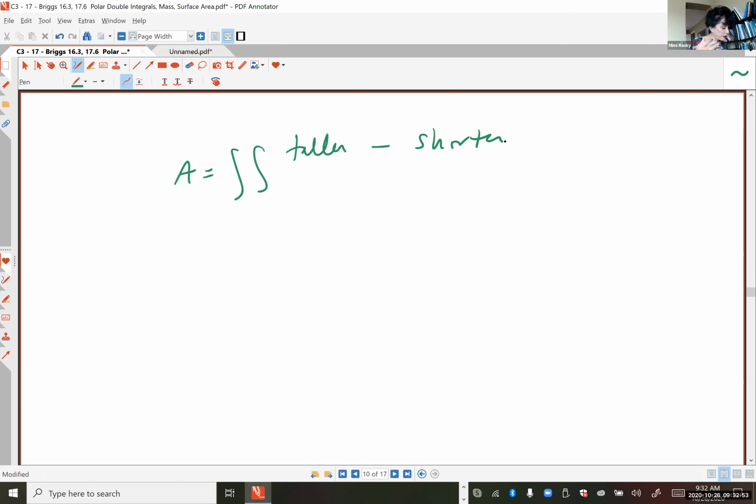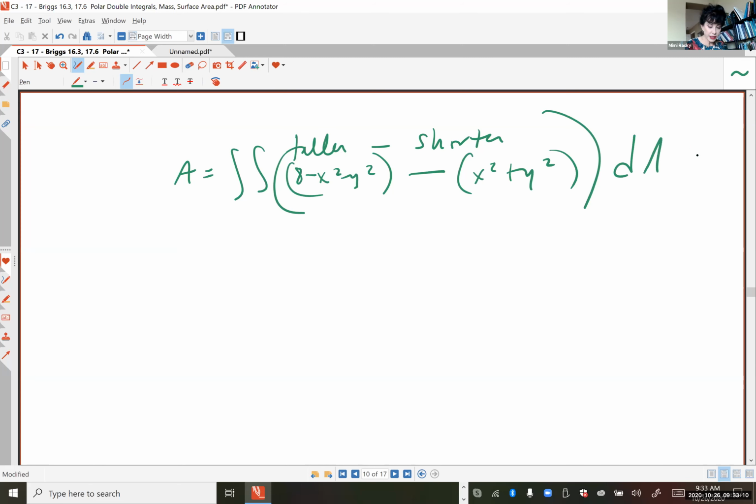Now, the taller guy was the paraboloid facing downward. That was the 8 minus x squared minus y squared. And the shorter was the paraboloid facing upward, if you will. And so that was just z equals x squared plus y squared. Okay, fine. And you've got some area element, and it's over a region. And here's the hard part. What is this region of integration?